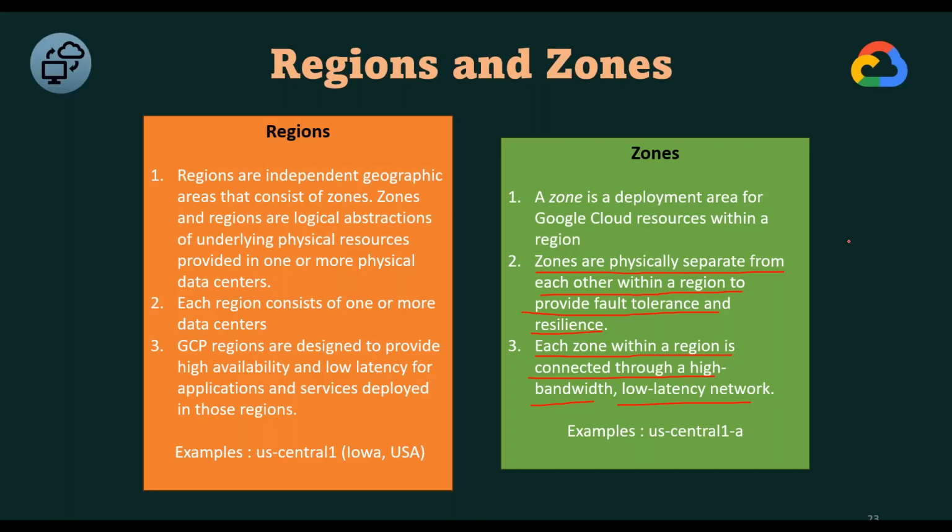What is a region, sir? A region is an independent geographic area that consists of zones. A zone is a deployment area where the actual resources reside. How are zones connected? Zones are connected via a high bandwidth and low latency network to provide fault tolerance and resilience.